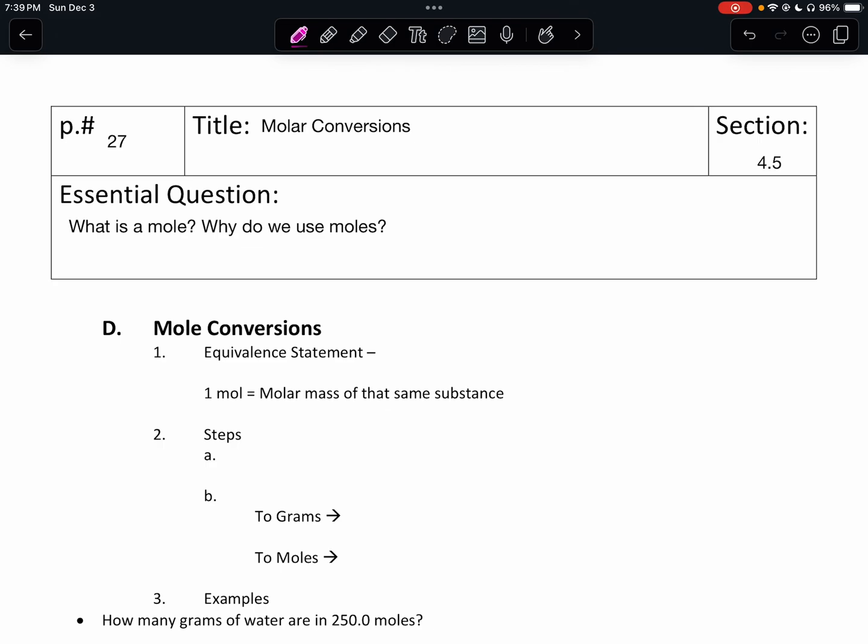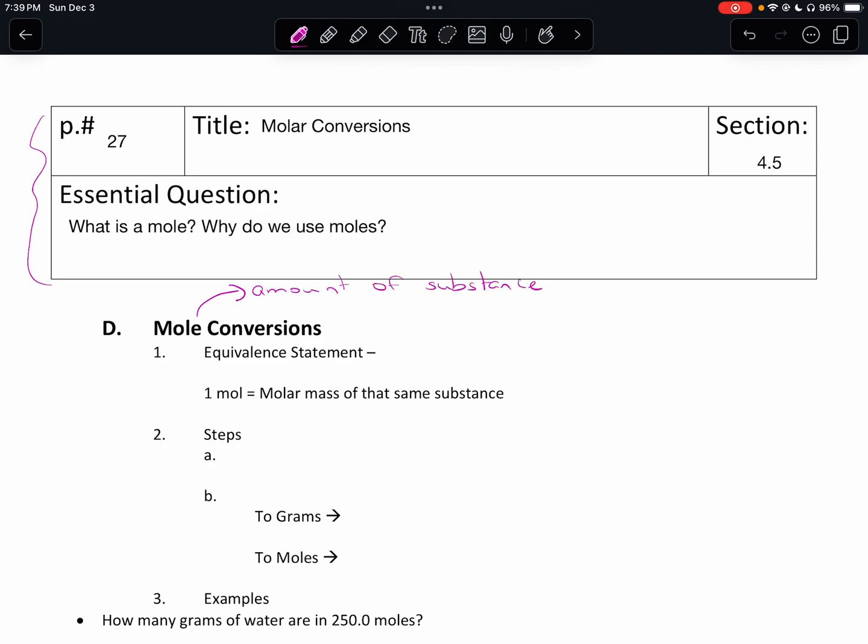First off, fill in your title up here, page 27, molar conversions, section 4.5. What is a mole and how do we use moles? So let's go ahead and answer that question on what is a mole. So a mole is an amount of substance.